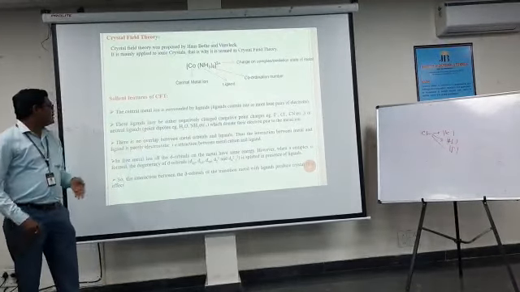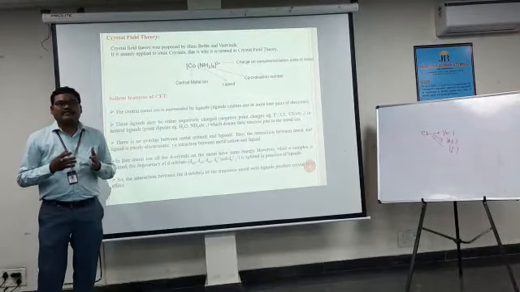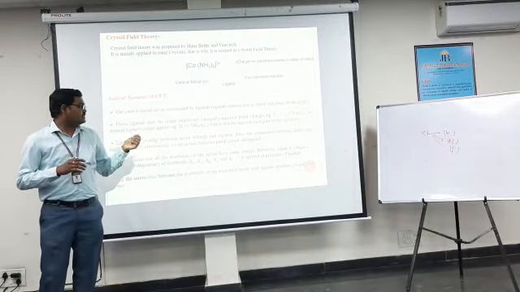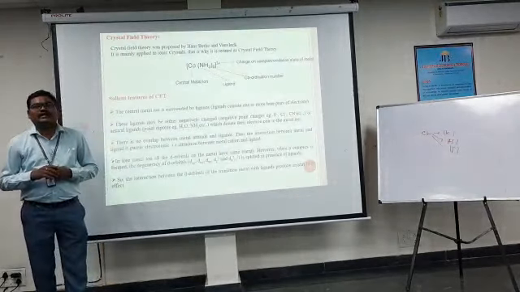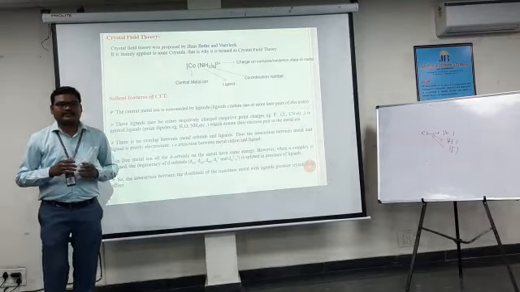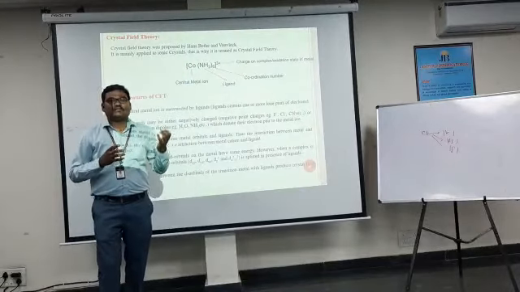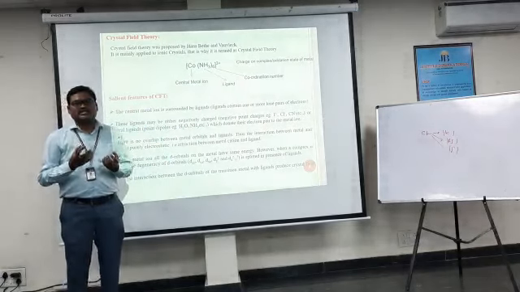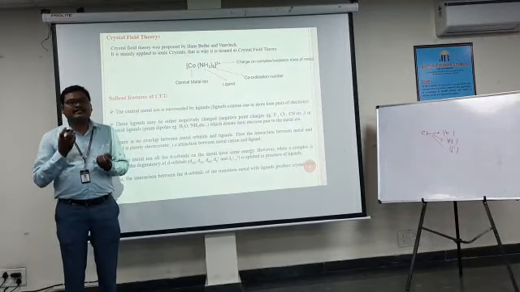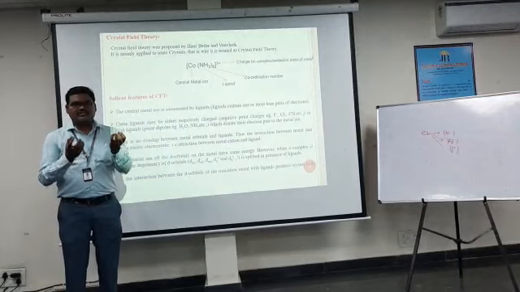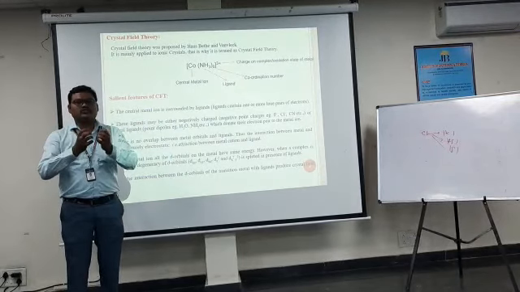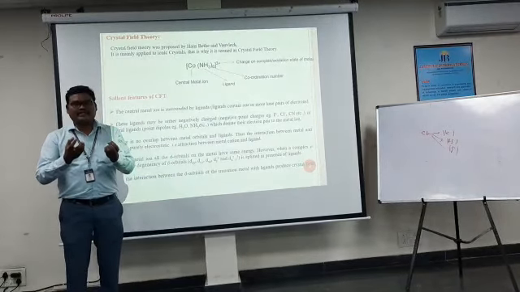Next, there is no overlap between the metal orbitals and the ligand orbitals. Thus the interaction between the metal and the ligands is purely electrostatic attraction. See here, the metal possesses positive charge and the ligand is an electron rich species. This is the positive species, this is the negative species, and the attraction between these two is purely electrostatic.